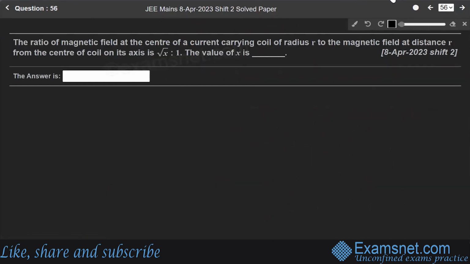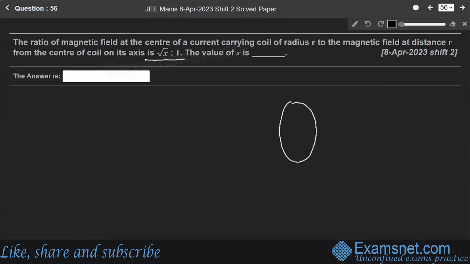Question number 56. This question says that the ratio of magnetic field at the center of a current carrying coil of radius r to the magnetic field at a distance r from the center of the coil on its axis is under root of x ratio 1. We have to find the value of x. Suppose this is a current carrying coil. Its radius is r.